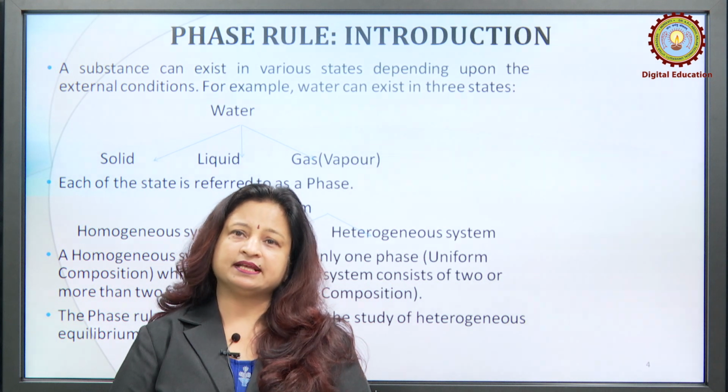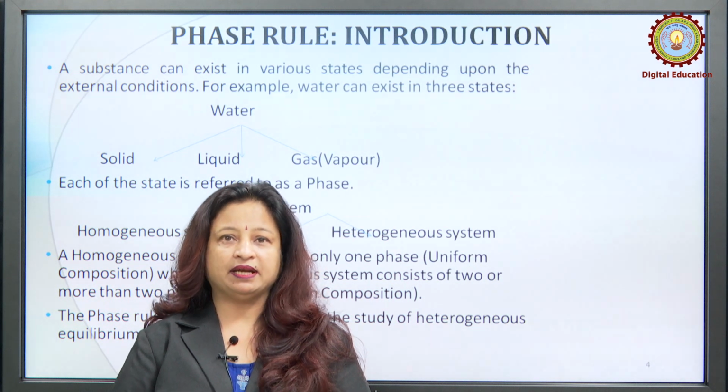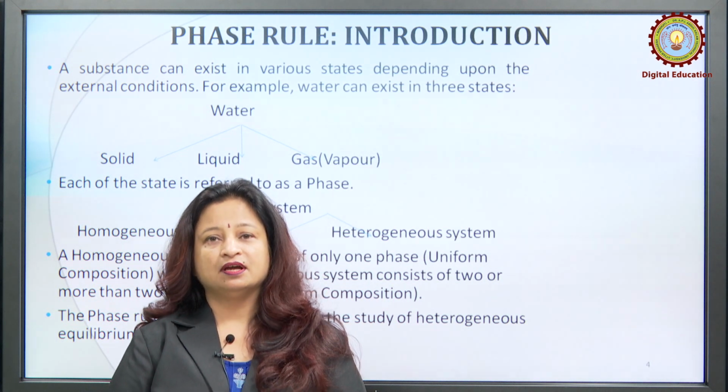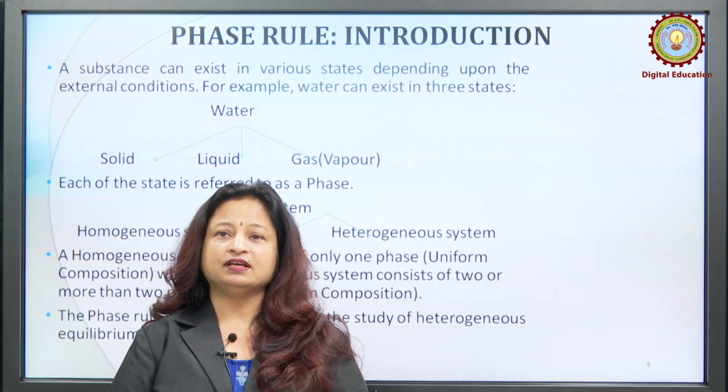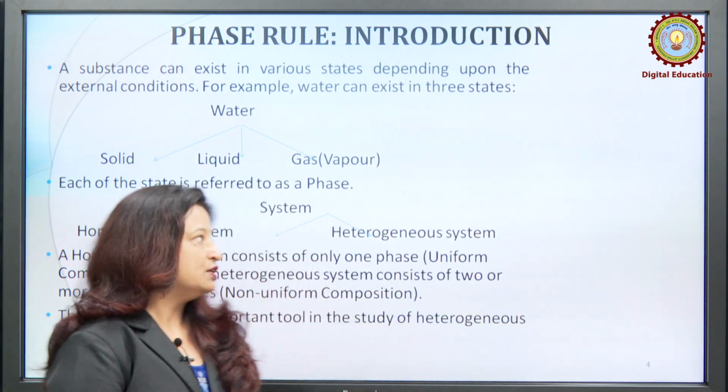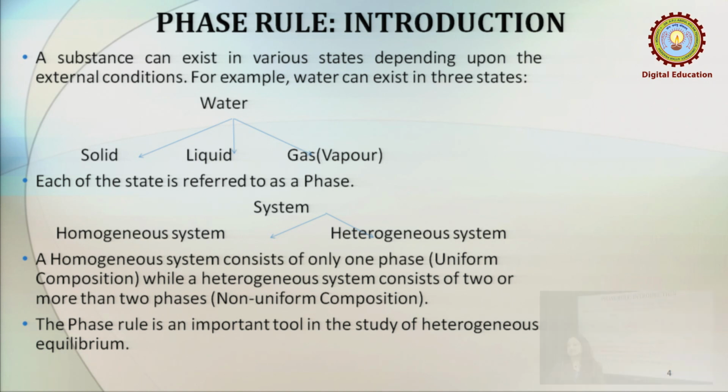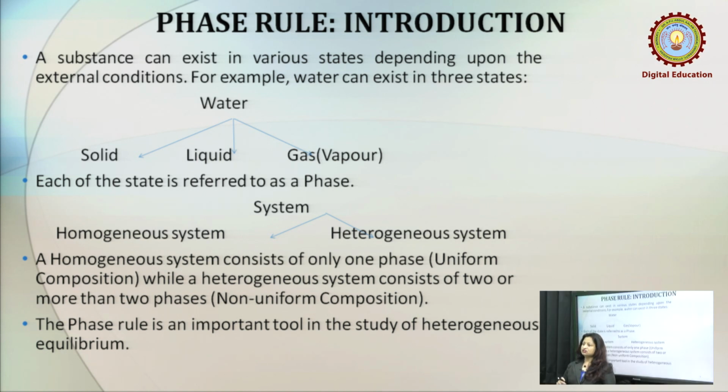So a substance can exist in various states depending upon the external conditions. For example, water can exist in 3 states, you can see here: solid, liquid and gas. So here each of the state is referred to as a phase, and if we are using this term phase, you must consider the state of matter as well.